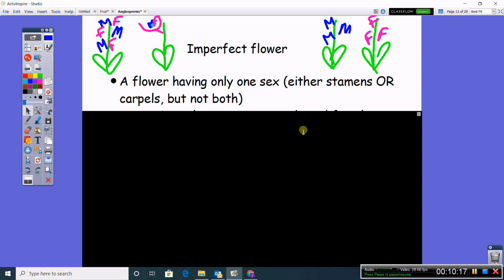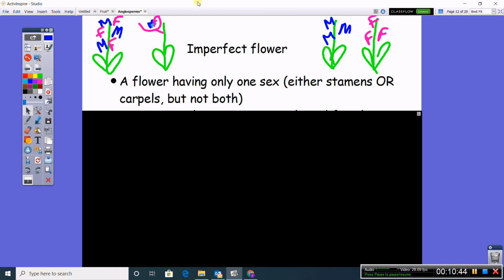So I'll tell you about my pictures at the top here. You don't have to draw those, but you certainly can. The M in the picture stands for male, meaning flower with male parts, and the F here stands for female. So an imperfect flower is going to be a flower having only one sex. So that just means that it either has stamens or carpels, but not both.